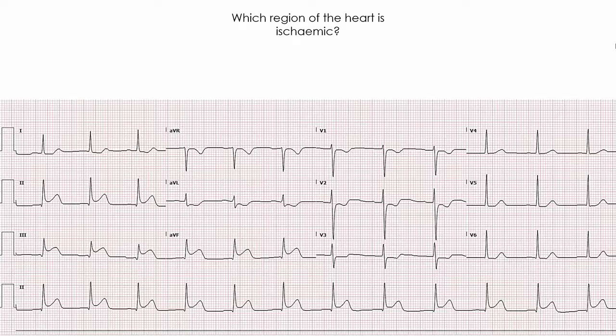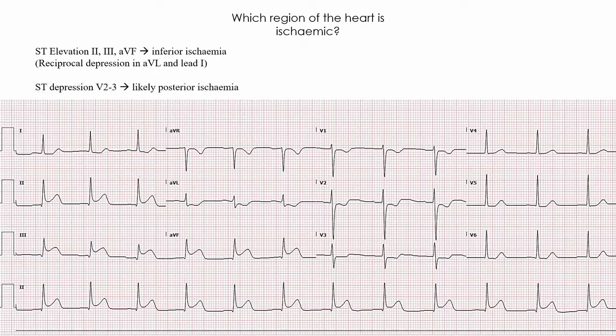Going back to our original ECG, which region of the heart is ischemic? Well, we've got ST segment elevation in lead 2, lead 3, and AVF, so that's consistent with inferior ischemia. Now, when you've got inferior ischemia, you expect the reciprocal depression to be in the high lateral leads, and that's certainly what we've got here. We've got a small amount of reciprocal depression in lead 1 and a small amount in AVL, a bit more obvious in AVL. As well as that, we do have a small amount of ST depression in V2 and V3, and that's consistent with posterior ischemia, although we'll talk a bit more about that later.